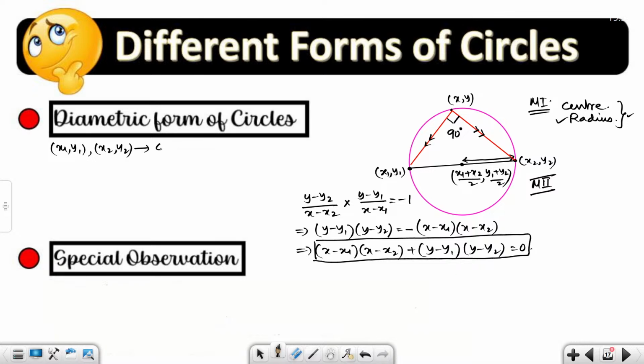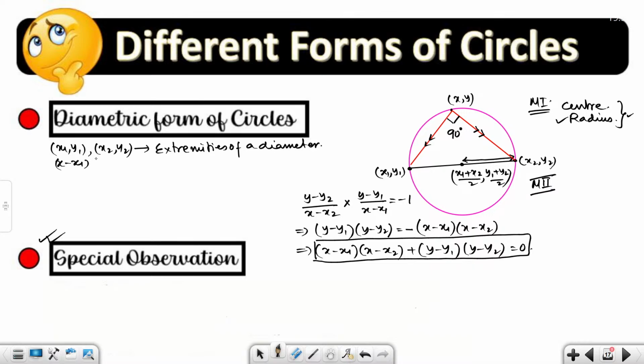This is the extremities of a diameter. Is it clear? So the moment you know the extremities of the diameter, you know the equation of the circle. As simple as that. Okay? Good. Now I have written here a special observation. Very special observation. Can you see the equation of this circle when we know the extremities of the diameter?